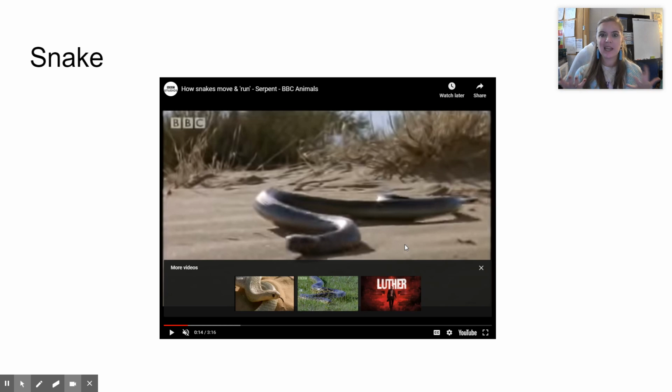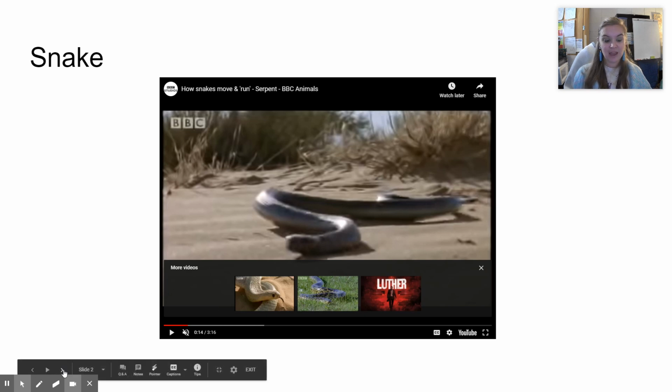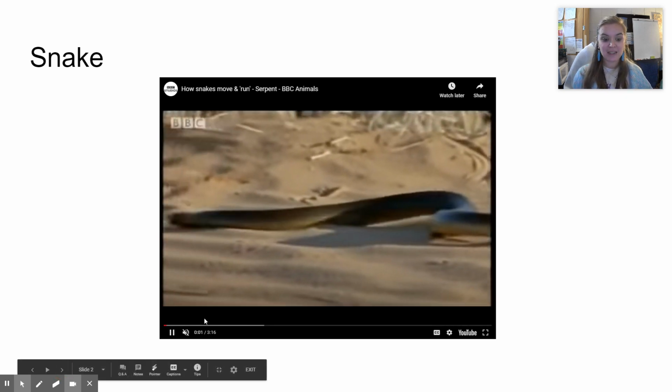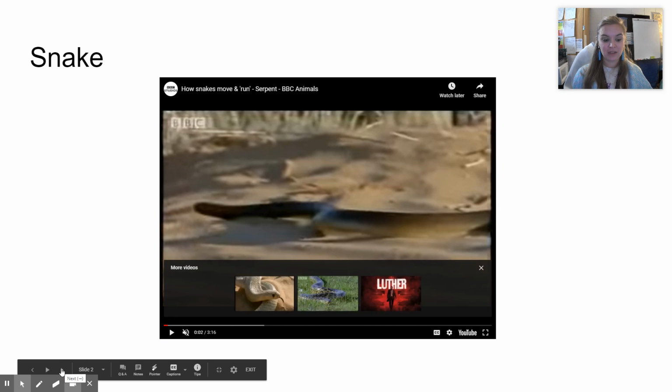So tell me something else that moves in a zigzag. So one thing I think of is a person skiing down a mountain. They're going left and right and left and right. They're zigzagging down the mountain. Okay, so let's look at the next pattern of movement.